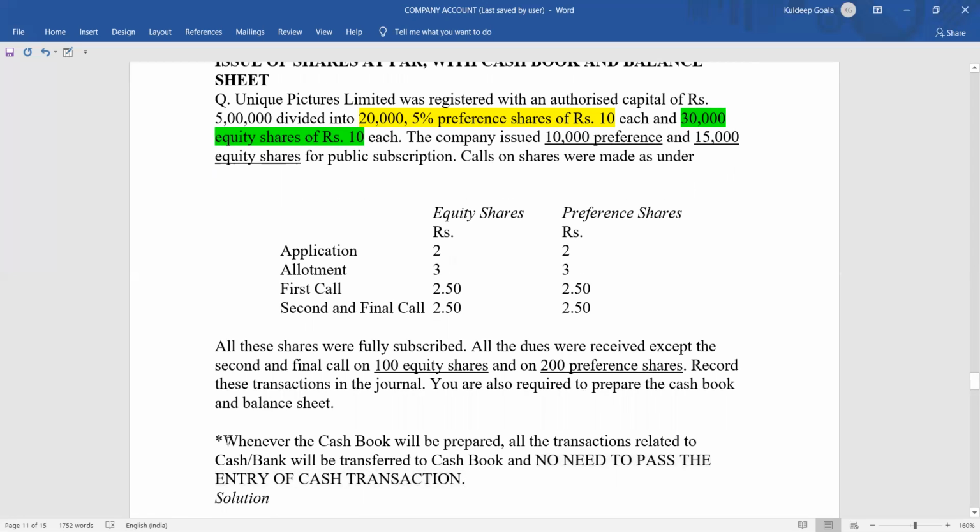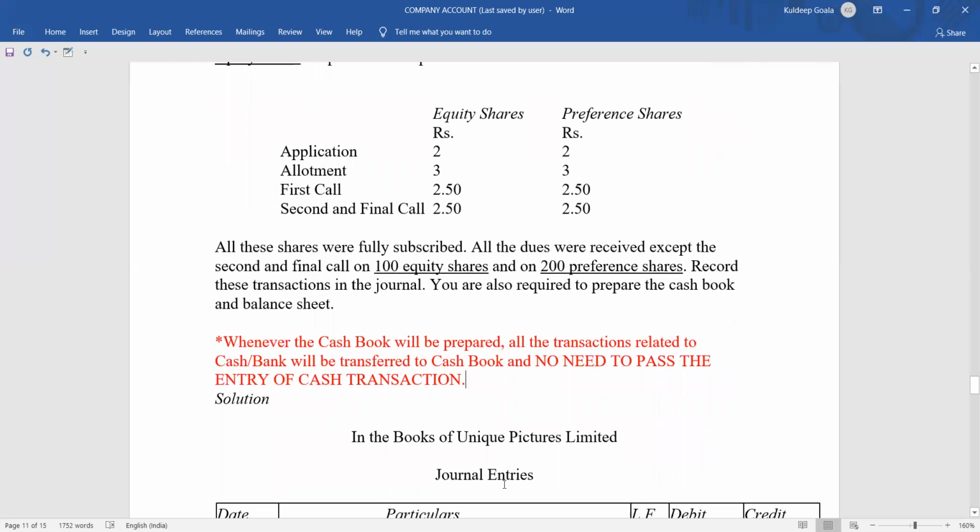Remember that whenever the cash book is prepared, all the transactions related to cash will not be passed through journal entry, rather they will go directly to the cash book. ठीक है, उसका पार्ट अगर है साइड में तो वो आएगा, remaining portion will come, but related to cash it will not come, right? So this is a very important point, remember that. मतलब कैश बुक बनाने का मतलब ये है कि कैश ट्रांजेक्शन का जर्नल एंट्री नहीं देना है, वो डायरेक्टली कैश बुक में चला जाएगा. ठीक है, so let's start.